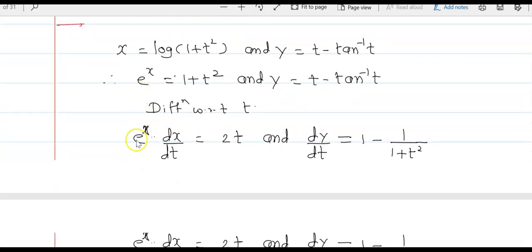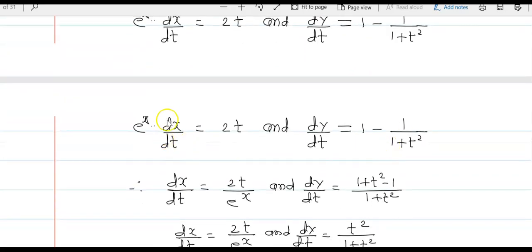Derivative of e raised to x is e raised to x into dx upon dt. Derivative of 1 is 0, t square is 2t. Derivative of y is dy by dt. Derivative of t is 1. Tan inverse of t is 1 upon 1 plus t square. Therefore, e raised to x into dx upon dt is equal to 2t.